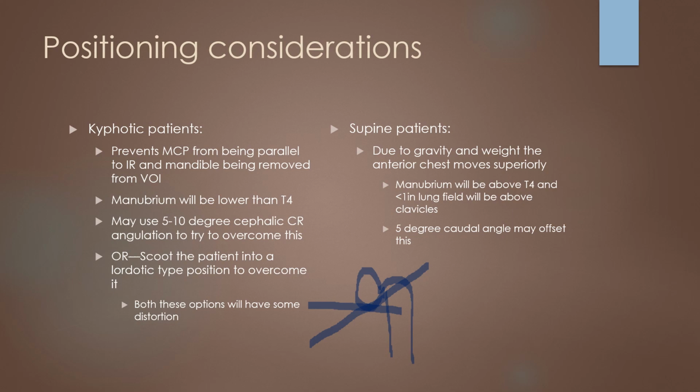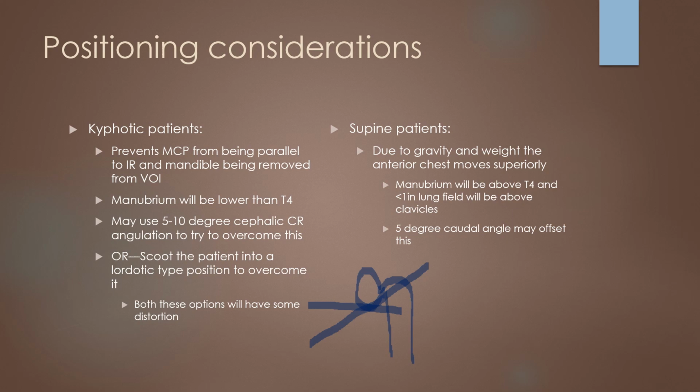So when you have a kyphotic patient, and you're noticing that the manubrium is below T4, or that there are large distances between the apices and the clavicle, you can add that cephalic angle to kind of throw that anatomy up to where you would regularly see it on an image.